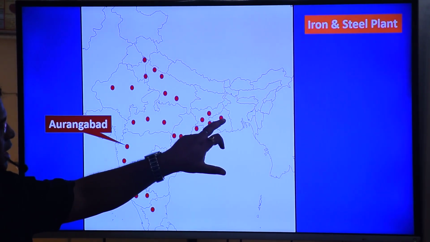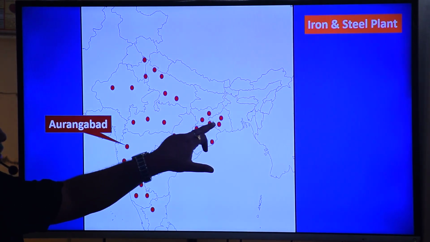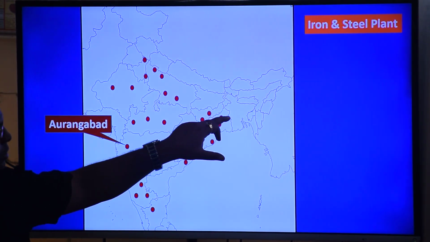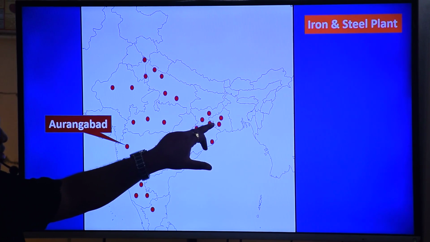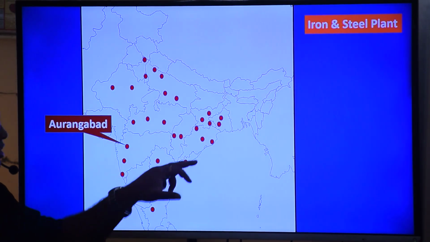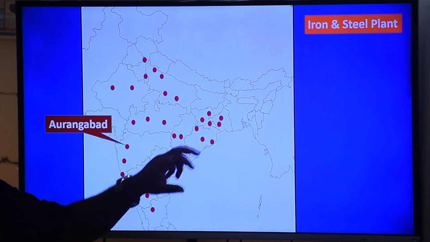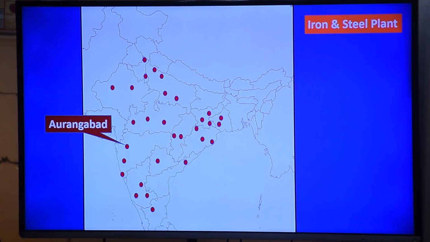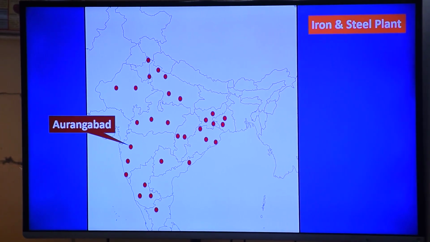Now here I said the whole industrial region where the Raniganj coal field is, and there I said the Durgapur steel plant, which is 1959 with the help of Britain.